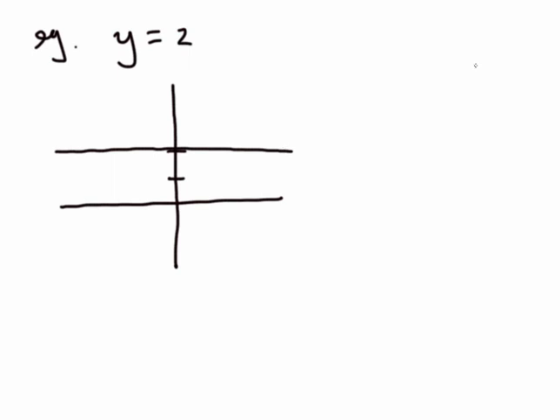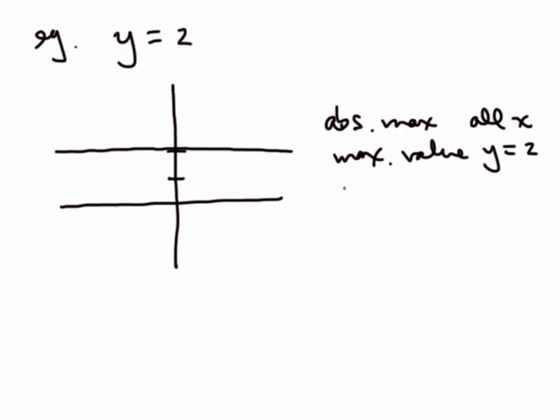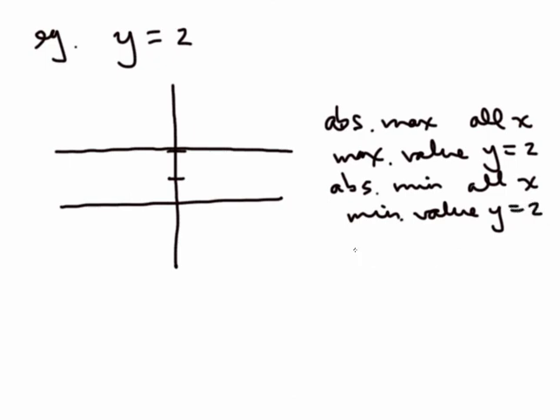Okay, let's take a look. So absolute max, where does this achieve its highest value? Well, its highest value, the max value, let's answer that first maybe. The max value is y equals 2. And where does it achieve that? Everywhere. So all x are absolute maxes. And, as you can probably guess now, all x's are going to give you absolute mins because the min value is also y equals 2. And in addition, everything is a local max and everything is a local min.